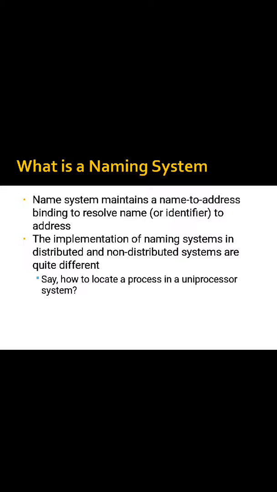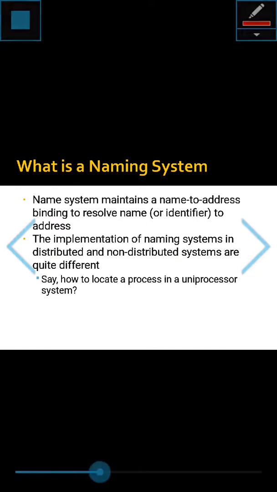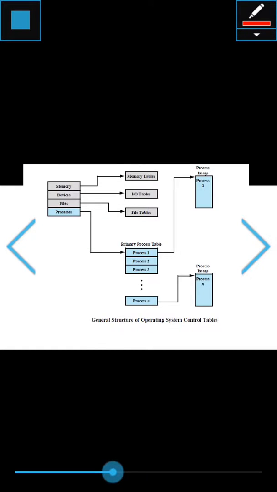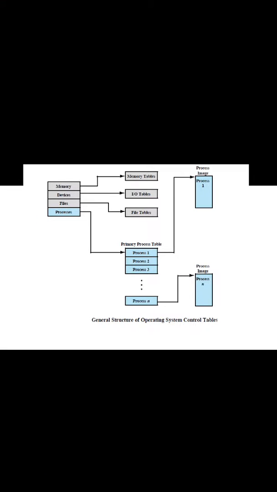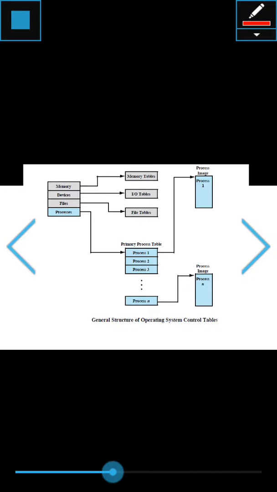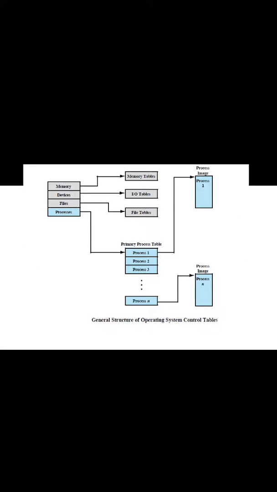Say, how do we locate a process in a uniprocessor system? In a uniprocessor system, the operating system has a process table, which has a list of processes and their corresponding process IDs. These process IDs are used to uniquely identify a process. For example, process 1 has a PID like 101, and 101 can only refer to process 1 and not process 2.